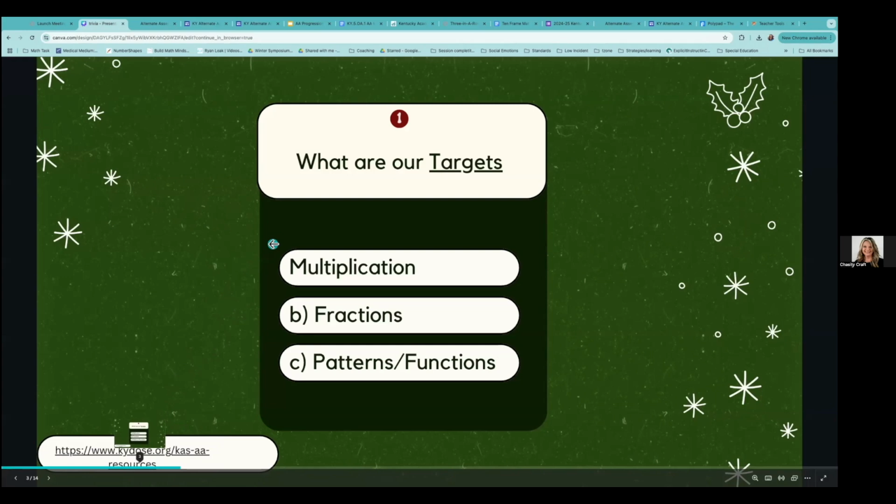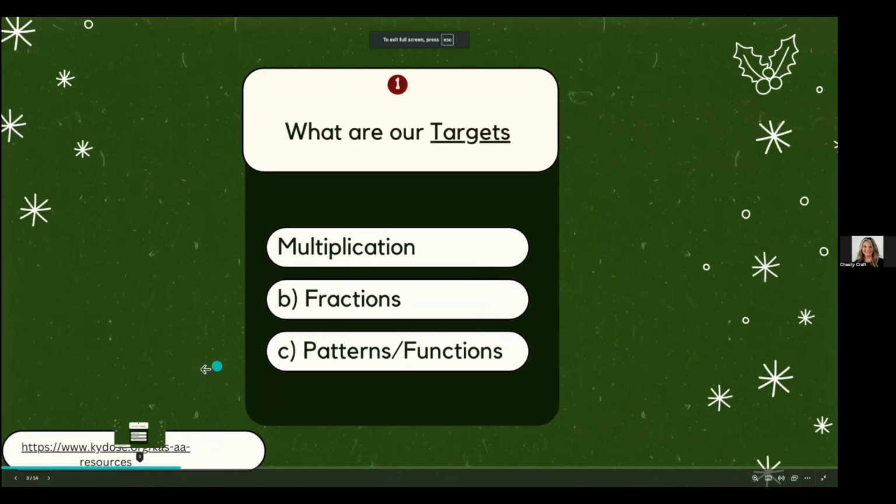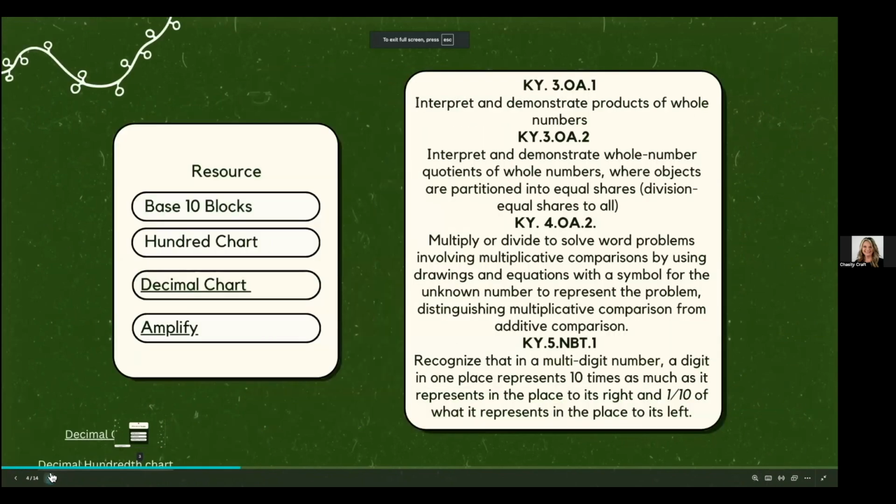So today let's dive into multiplication, let's dive into fractions, let's dive into what is patterns and functions more so than others. And as we're diving into these, let's talk about what are some of the resources that I want to use. So if I'm doing multiplication, these are all your targets there. And it's talking about interpreting and demonstrating products of whole numbers. We're looking at what is the quotient. These are all words that we're going to be using, right? And equal shares, I call it fair share because my kids know how to fair share. It means we all have to have the same amount.